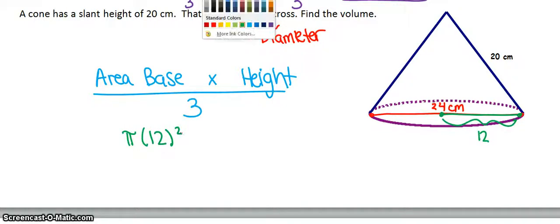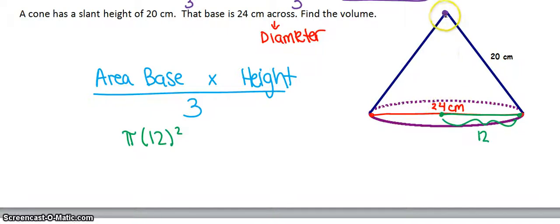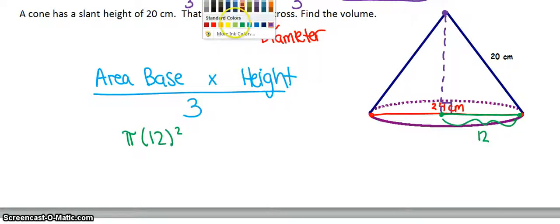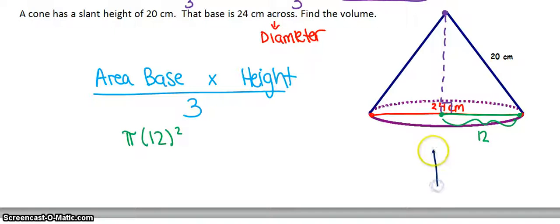Okay, now the height is the distance from the top, which is called the apex, that comes perpendicular to the bottom at a right angle. And this I do not know. Okay, I know the slant height, but the slant height's on the surface, so that calculates surface area. So if you don't know the height, then you have to go and find it. If you already know the height, you don't have to. In this case, you don't. So you see that this creates a right triangle here.